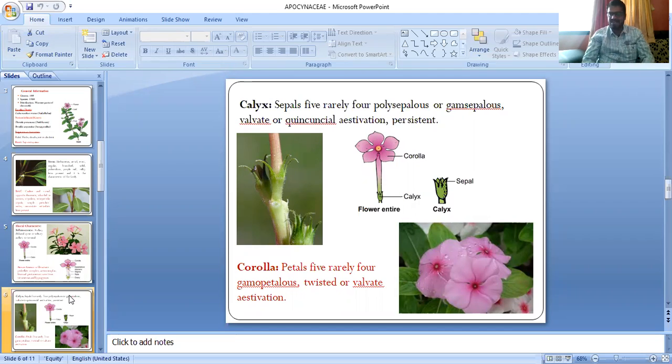Now, what is quincunxial estivation? In case of family Apocynaceae, the type of estivation is valvate. In some members, valvate estivation is there, and in some members of family Apocynaceae, the type of estivation is quincunxial. What is quincunxial?